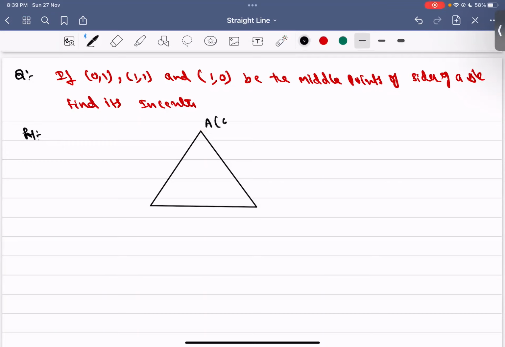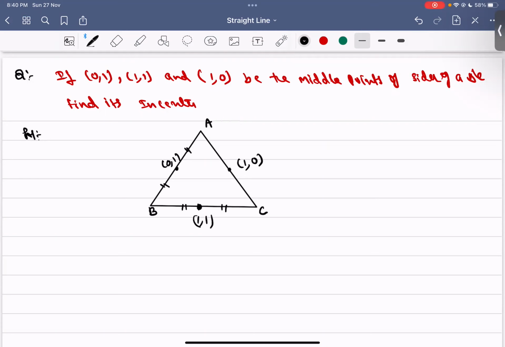So here I will take the points as (0, 1), (1, 1) and (1, 0). These are not the vertices; the middle points of the sides are given. So this is A, this is B, this is C. First, the middle point of side AB, suppose (0, 1). The middle point of BC is suppose (1, 1). Next, the middle point of AC is suppose (1, 0). Then what is being asked? Find the incenter of the triangle.